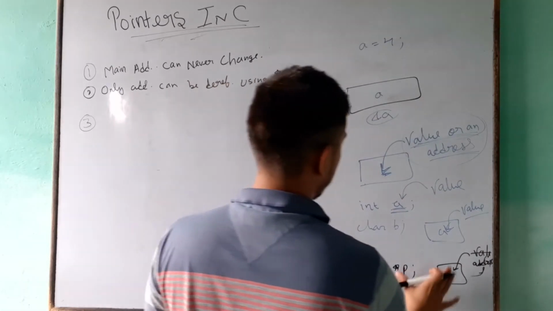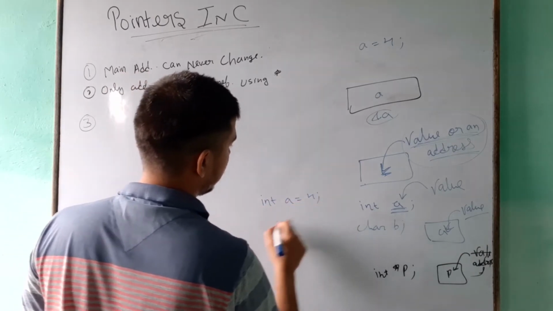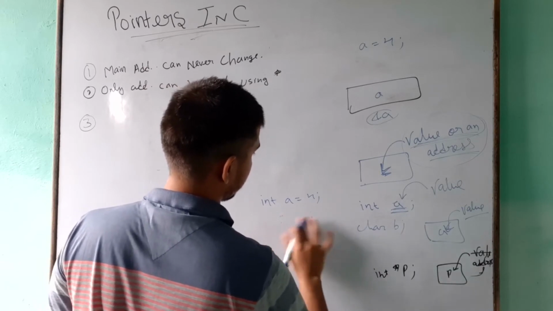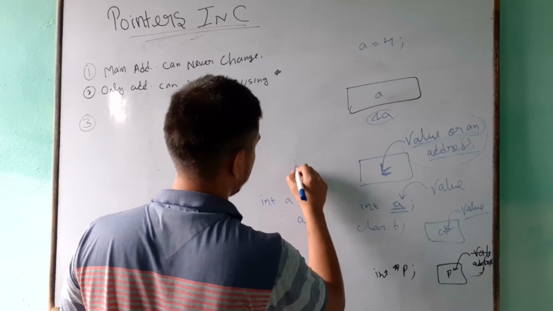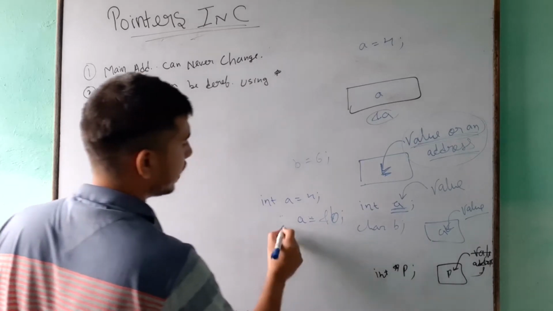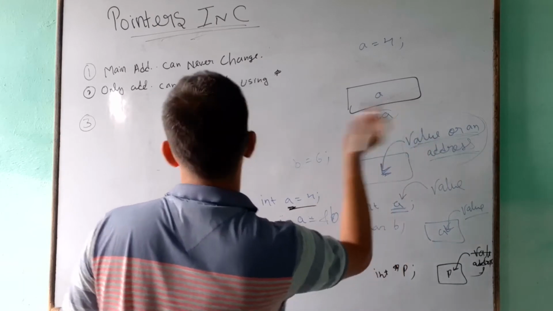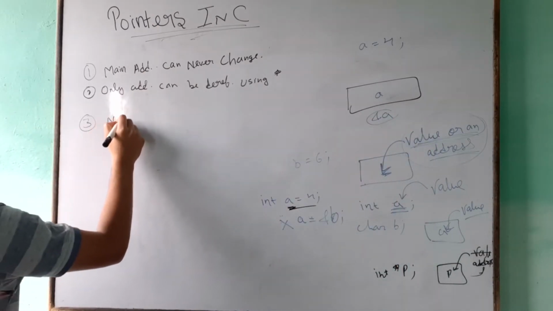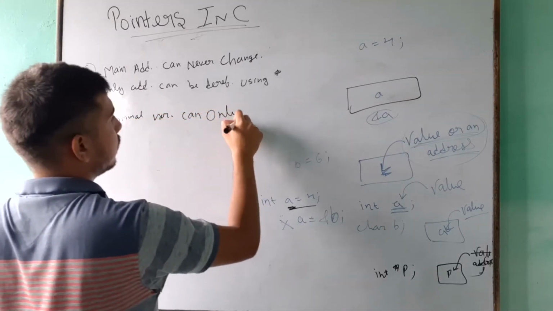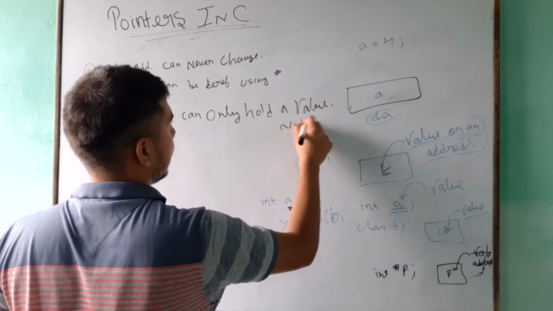Okay, like this. So for example, if I am writing int a equals 4, as we had seen before, I guess, and let's say there is also b equals 6. I am assigning a with the address of b. What will happen? It will give me an error, because a normal variable can only hold a value, not an address.